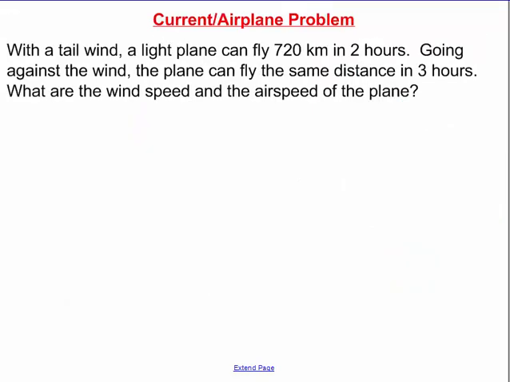Okay, our last example, I call this a current or airplane application problem. If you were talking about the current of a river and a boat, or a current of a river and a swimmer, and an airplane, these are all the same type of problem. So with a tailwind, a light plane can fly 720 kilometers in 2 hours. Going against the wind, the plane can fly the same distance in 3 hours. What are the wind speed and airspeed of the plane? Again, set up your variables to answer the question. Wind speed, let's be unique and name it W.